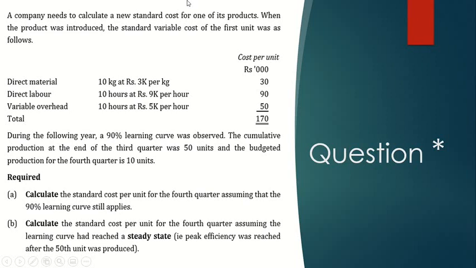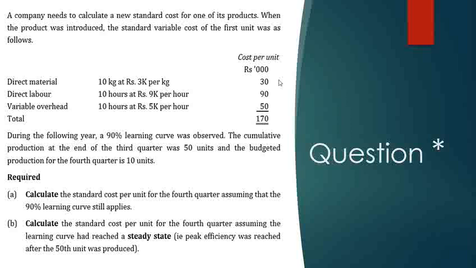In this question, a company needs to calculate the new standard cost for one of its products. When the product was introduced, the standard variable cost of the first unit was as follows. So here they have given the standard cost of the first unit. Direct material: 10 kilograms needed, at 3,000 per kilogram, so 30,000 will be the material cost. This is constant, right? If they are producing one unit, the material cost will be 30,000.